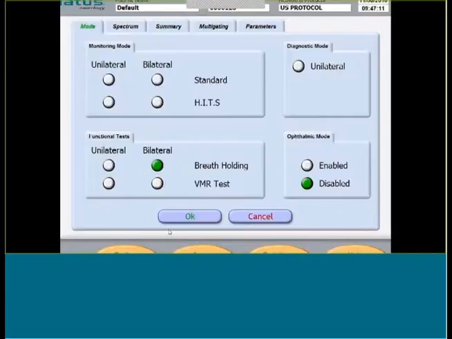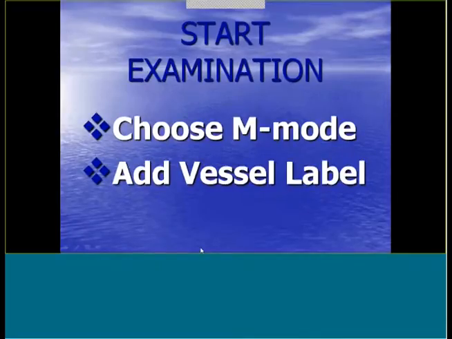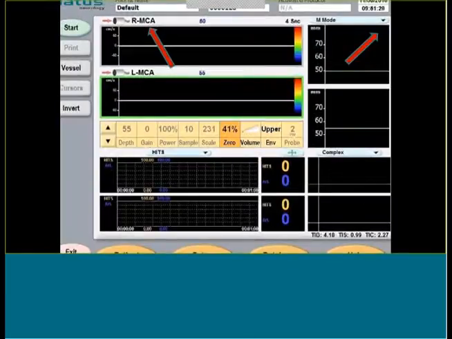Okay, so this is the second icon here. This is patient, and this is your setup. Before we start the exam, we want to choose the M mode and add a vessel label, and I'll show you what I mean here. Right here, this drop-down icon allows us to choose the M mode. These right here say none. So you assign one of these spectra, whether it be right or left. Okay, so you're the one that puts these labels in.